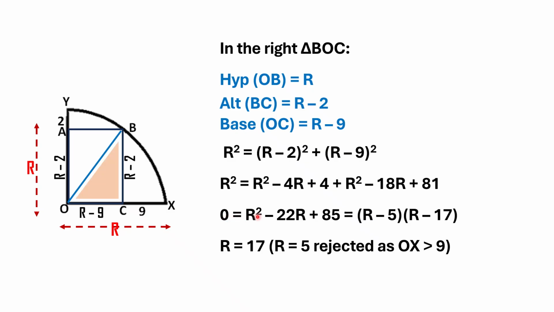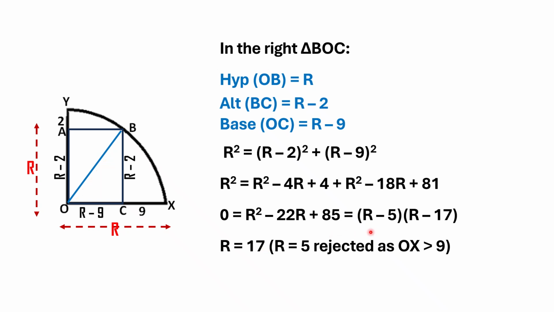So 0 equal to, 1 R square is cancelled, so 1 R square remains. R square minus 4 and 18, so minus 22R plus 85, 4 and 81. So we get 0 equal to R square minus 22R plus 85, which can be factorized as R minus 5 into R minus 17. Now we take R minus 17 equal to 0, that is R equal to 17.